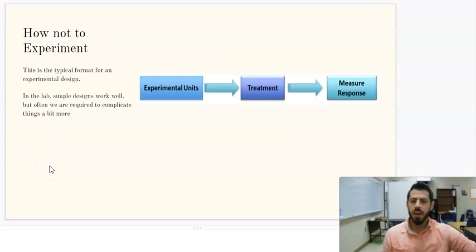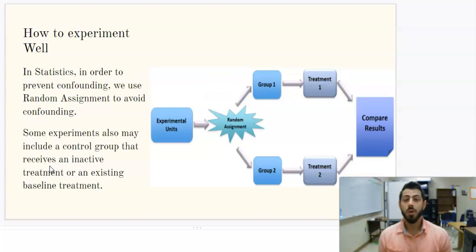Now, the way you experiment in statistics is not the same as the way you would experiment in science, right? In a science lab, you have your experimental units, you perform some treatment, and then you measure a response. It's a very basic A, B, C scenario, right? In statistics, we don't do that. In statistics, in order to determine if there is an association between the experimental unit and the treatment, to see if the treatment actually does what we think it may or may not do, we have to use random assignment to split them into two groups, sometimes more groups.